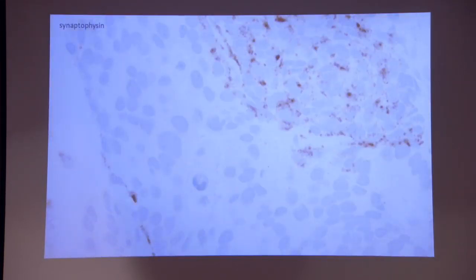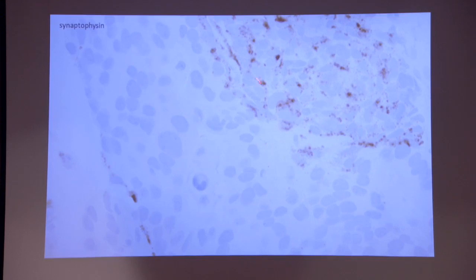And that's synaptophysin. So here's that glandular component, it looks negative. Here is that smaller blue component with molding, and I think here the nuclear morphology is even clearer than on the H&E. I would consider this to be a component that's undergoing a small cell transformation from this glandular component here.